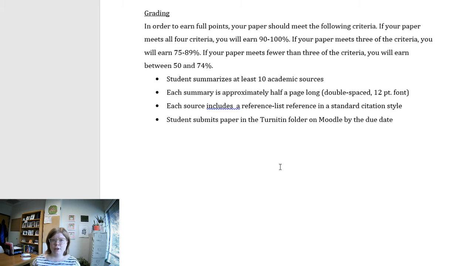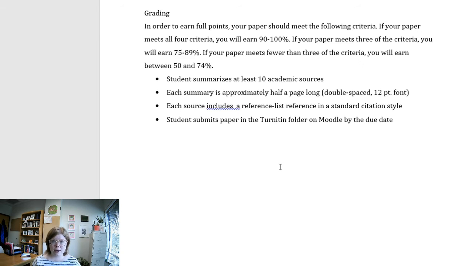If you turn everything in and meet at least 2 of these criteria, you should make at least a 50. So I hope that's an incentive to you to turn something in, even if you're feeling overwhelmed, even if you don't think you're doing a good job, even if you're anxious. Please turn something in. I can always help you turn something into something better, but I can't work with nothing.